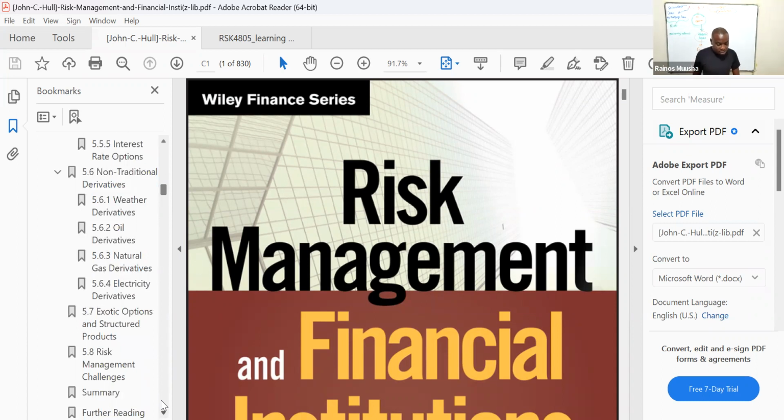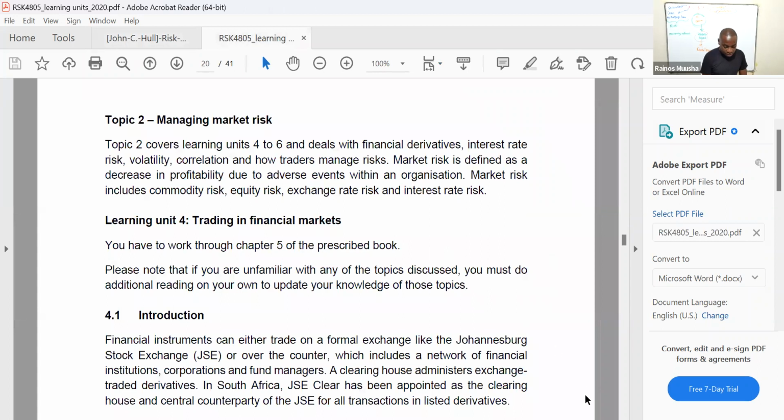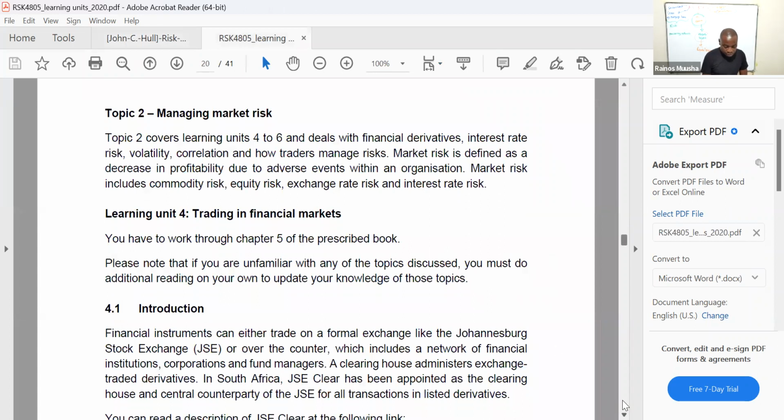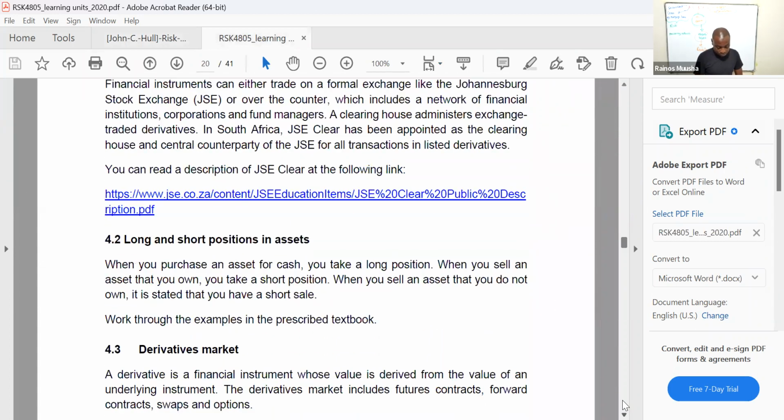So that's the main thing when you look at chapter 5: the different derivatives, seeing exactly how we price them, and how you determine whether you're making a gain or a loss from these different derivatives. That's basically what is covered in learning unit 4, which looks at chapter 5 of the textbook.